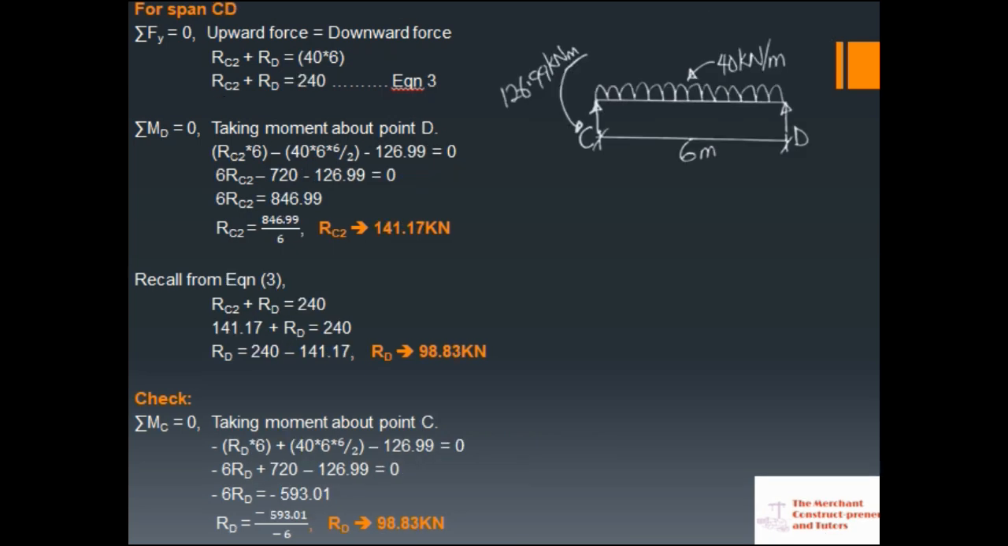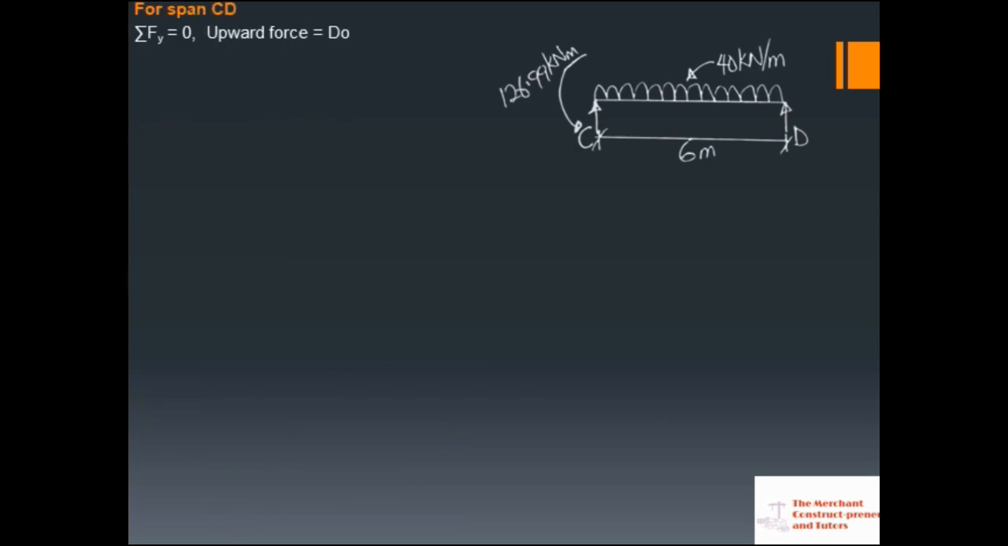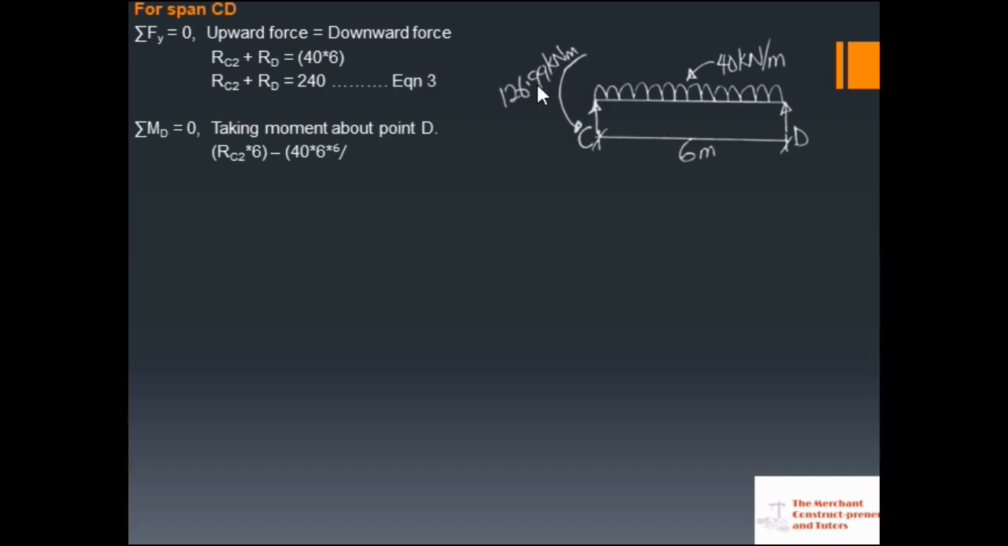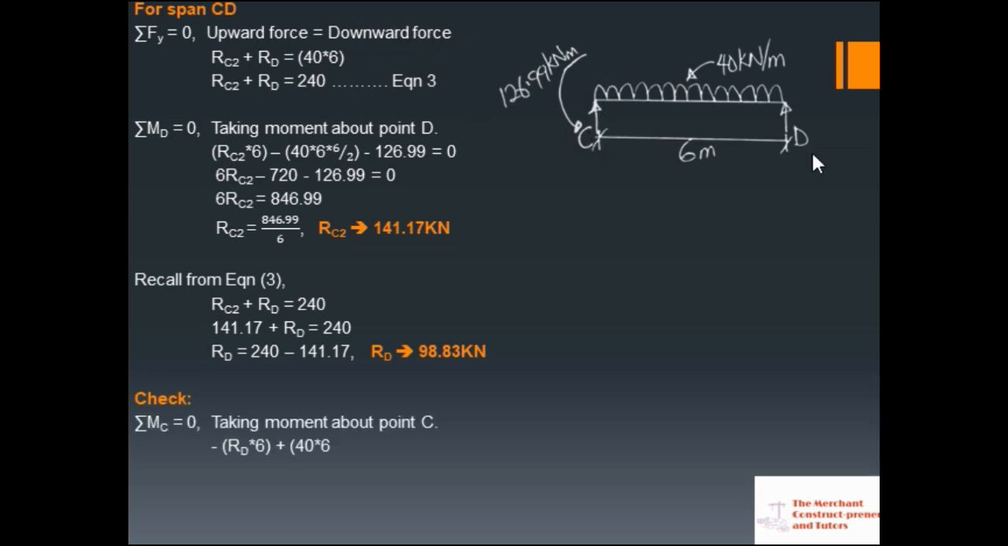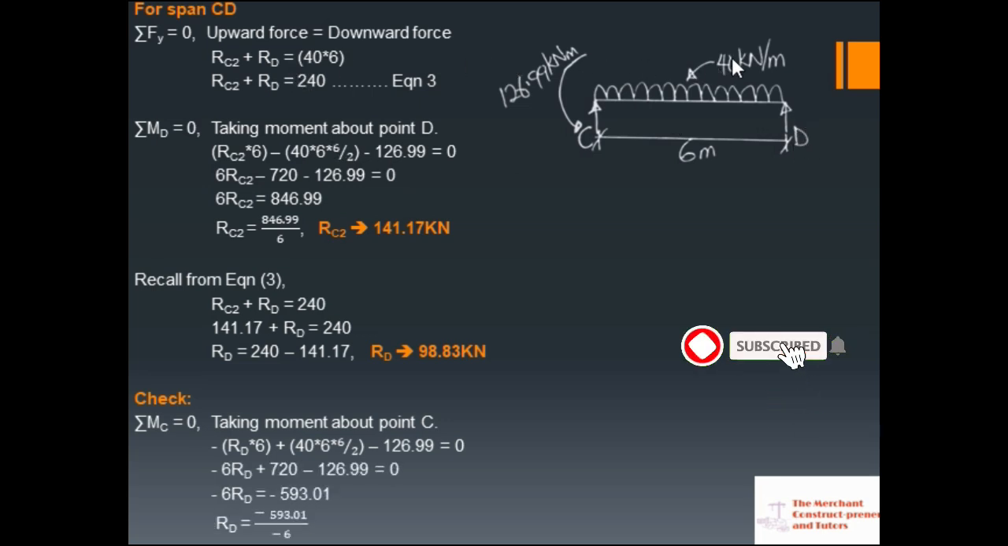Okay, let's move to the next span. The next and the final span is span CD. Now this is what we have on span CD. We have our support moment 126.99 in anti-clockwise direction. At D it is 0 because it is simply supported at the end. Summation of vertical forces is equal to 0, upward force equal to downward force. So ROC plus ROD equals our load, 40 times 6.